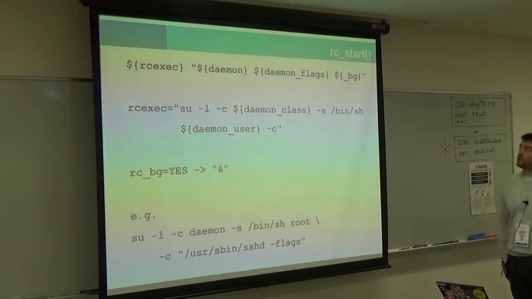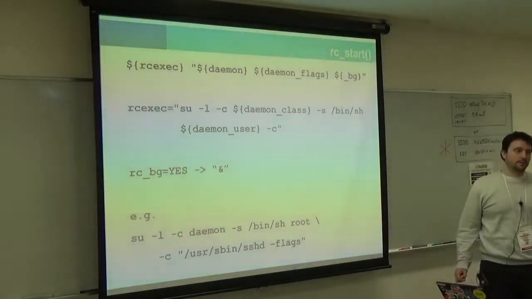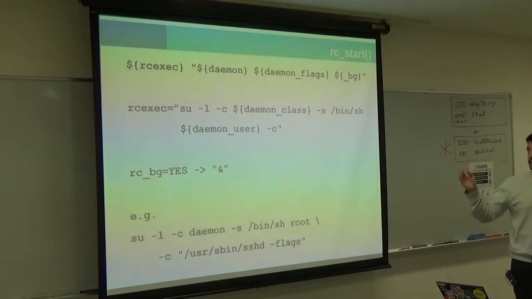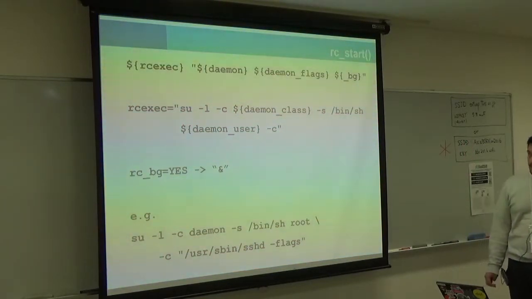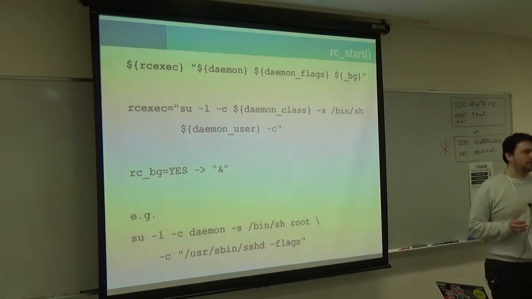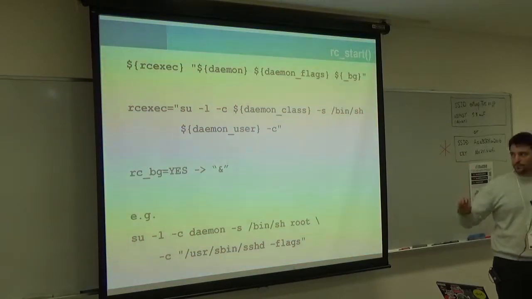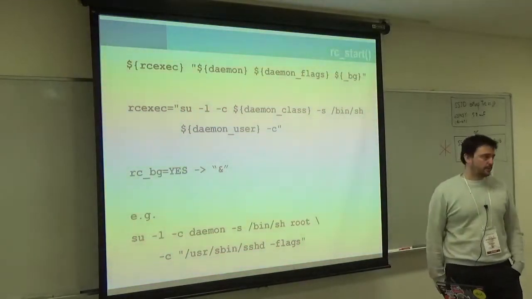The first interesting function is rc_start. The first line is exactly how we will run a daemon. So we use rc_exec, which is this variable. That's basically the su line and arguments. So su -l, then we feed the daemon class, then -u, the daemon user we're running as, and then the daemon and daemon flags. We have a small variable called rcbg that we use in case a daemon cannot go into the background by itself. So we append the & for that. And for example, this is how sshd is actually started.